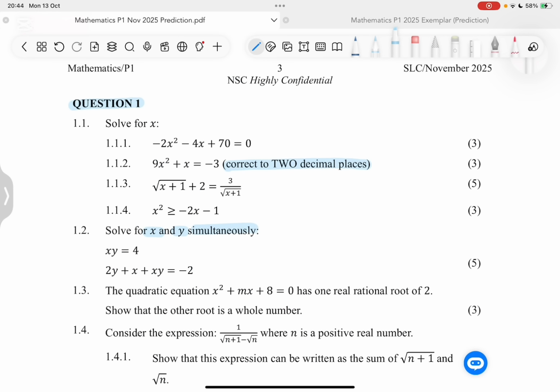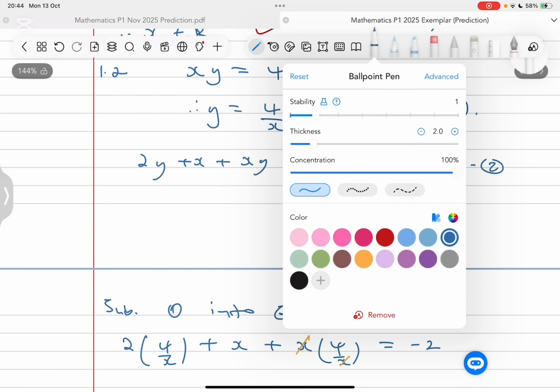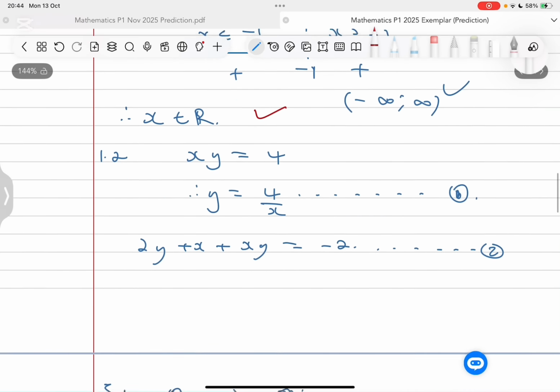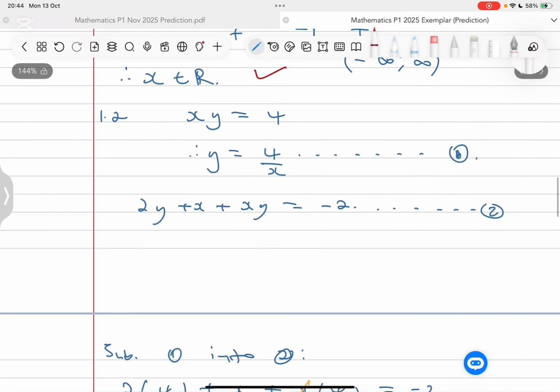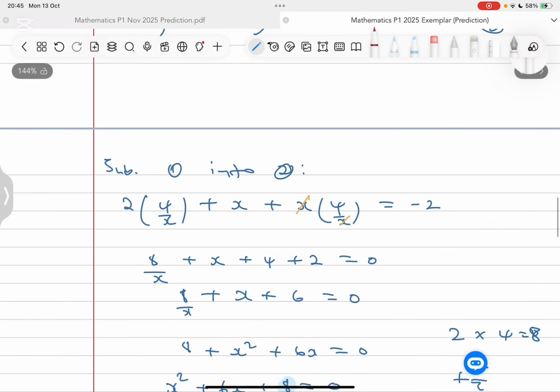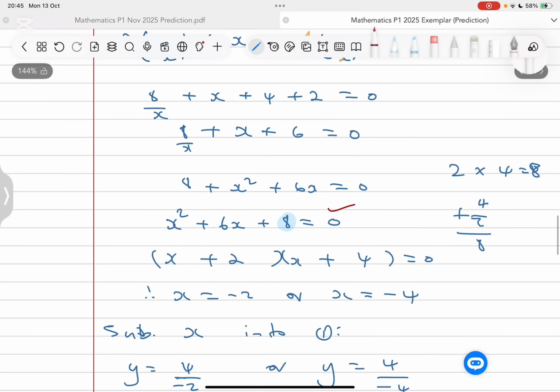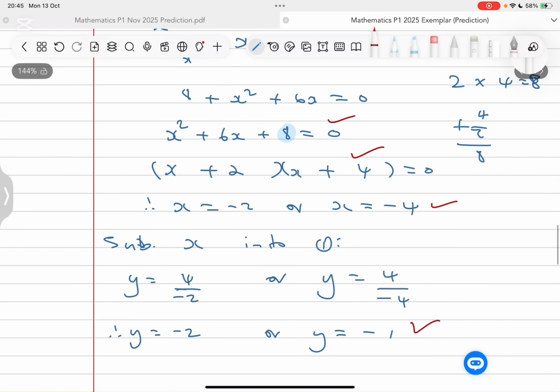Now, this would accumulate to 5 marks, and your 5 marks would be built up or come from firstly writing this equation 1, and secondly writing the standard form of the quadratic equation, factorizing that quadratic equation, finding the values of x, and also then finding the values of y. Both these values will give you 1 mark and 1 mark for that.